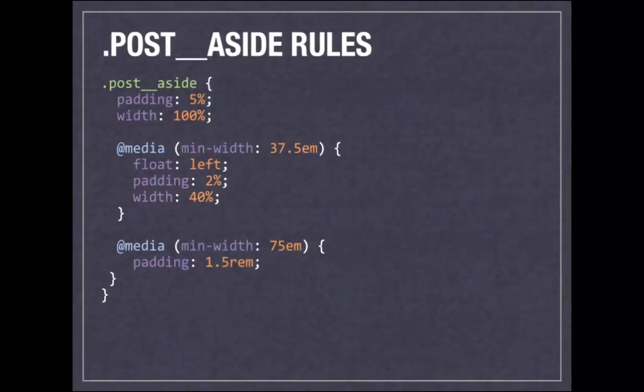So we look here, and it's a little bit more complicated. There's width 100% with some padding inside, and then if it's a little bit bigger, 37.5 em, which is about 600 pixels or so, then it's going to be a sidebar. It's going to be 40% of the width with 2% padding on either side. And if it's really big, 75 em, which is going to be about 1,200 pixels, something like that, then it's still going to be width of 40%, but then we're going to have the padding of 1.5 rems.